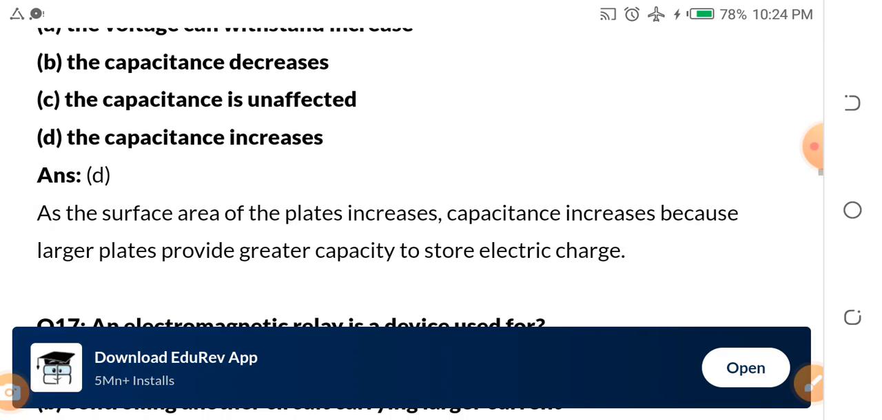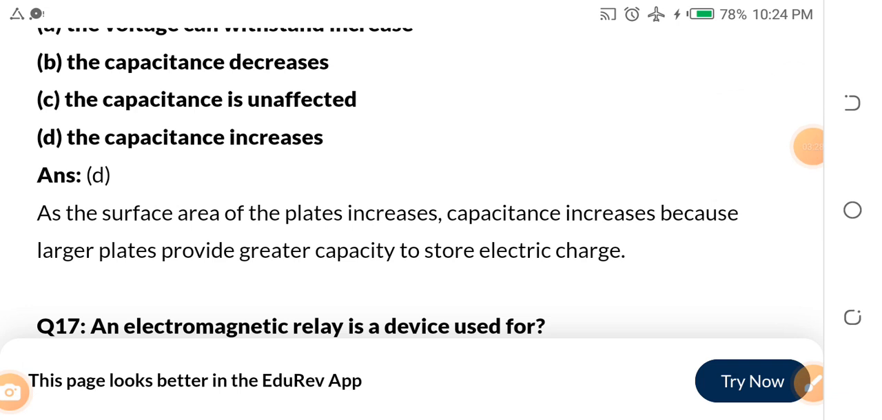And this is the explanation. As the surface area of the plate increases, capacitance increases because the larger plate provides greater capacity to store electric charge.